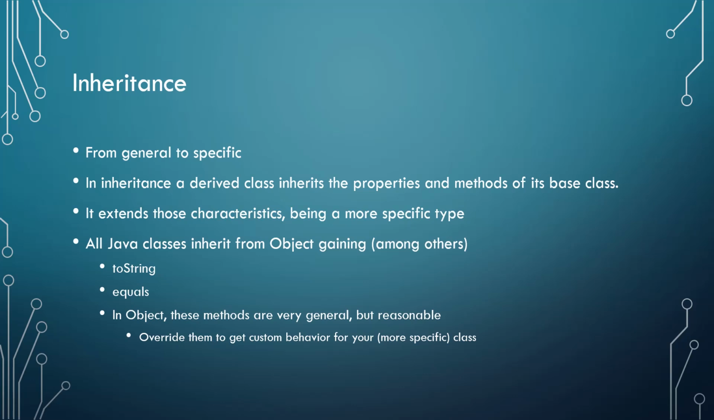All Java classes inherit from object, gaining, among others, the toString method and the equals method. So there's other methods as well, but toString and equals are the ones we've encountered the most and the ones you'll encounter the most in your day-to-day work. In object, these methods are very general, but they're reasonable. For example, the toString method, as we've seen, prints the name of the object's class and then its memory location. Well, if you consider object, and at the level that that's working at, that's what it knows. It doesn't know anything more specific about the object's or the class's behavior. You need to override these to get custom behavior for your more specific class.